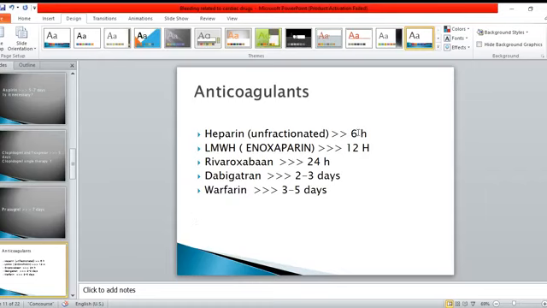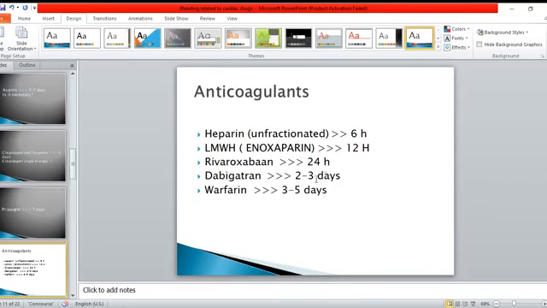Okay. For the anticoagulants, in short and a very practical approach, for unfractionated heparin, we go for 6 hours. For a low molecular weight heparin like enoxaparin, we go 12 hours at least before surgery. And for rivaroxaban or Xarelto, we need to stop at least 24 hours before surgery. We may need to increase these durations if the patient has moderate to severe renal impairment, so we may go for 48 hours. Dabigatran, we need 2 to 3 days before surgery.